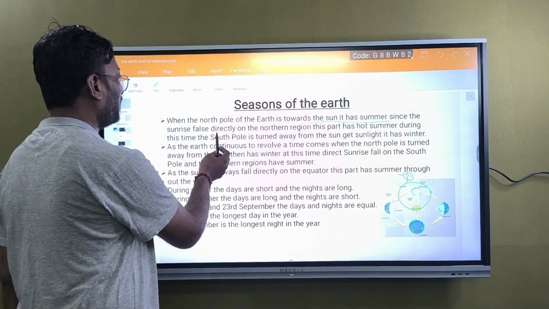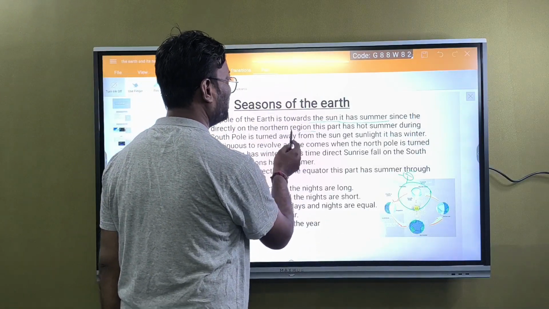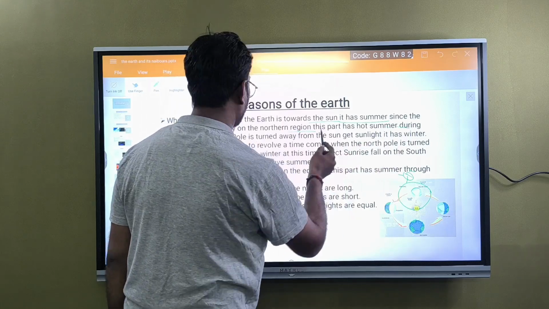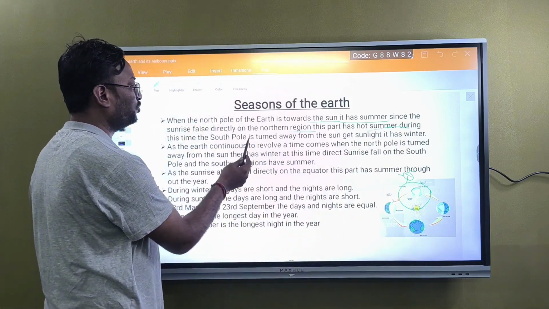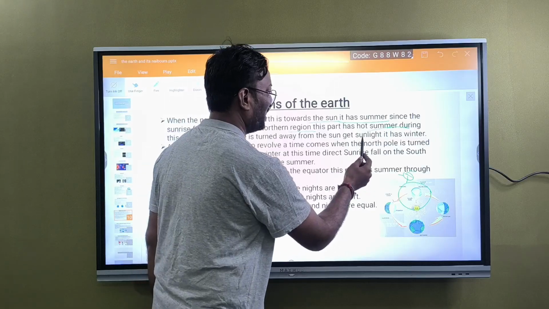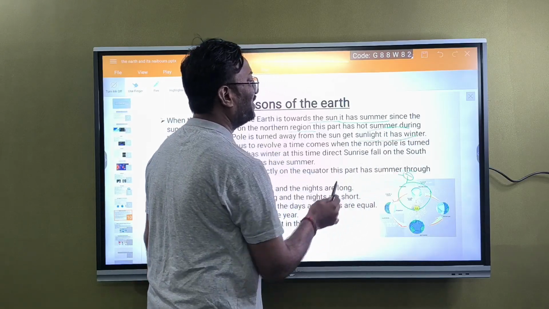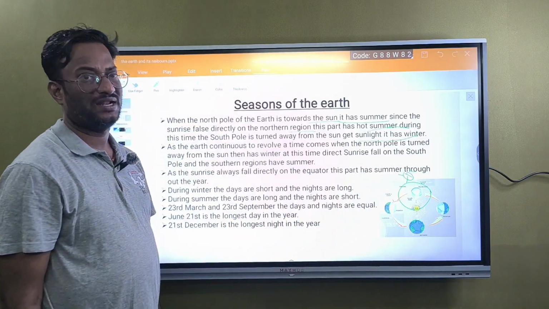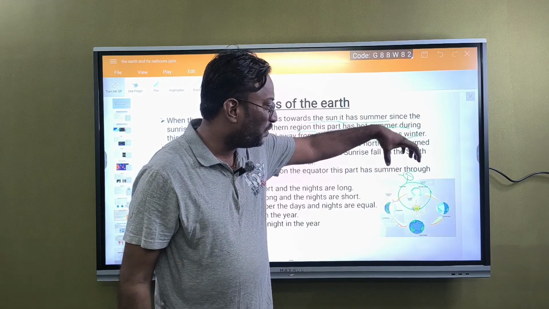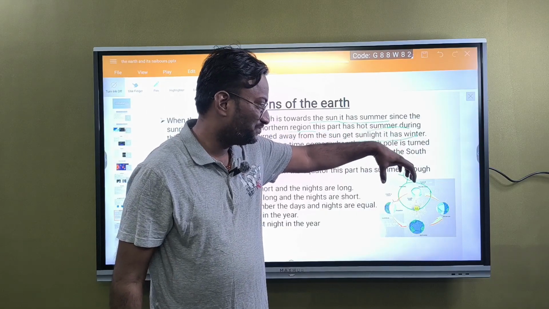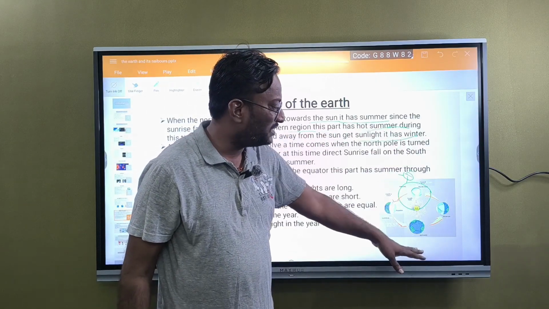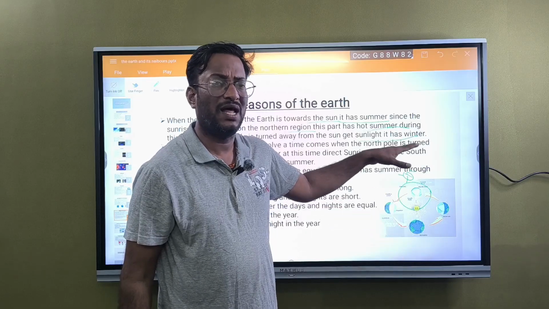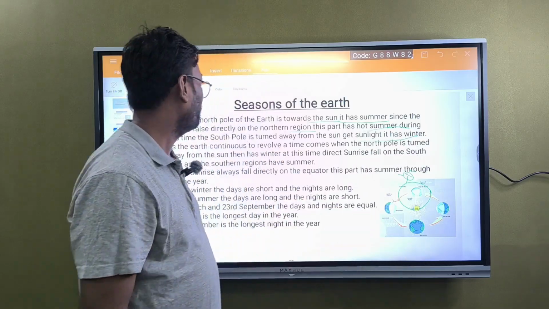Sun rays fall directly on the northern region. This part has hot summer. During this time, the south pole is turned away from the sun and gets less sunlight. It has winter. So in the southern region we will get winter, and in the northern region we will get summer.